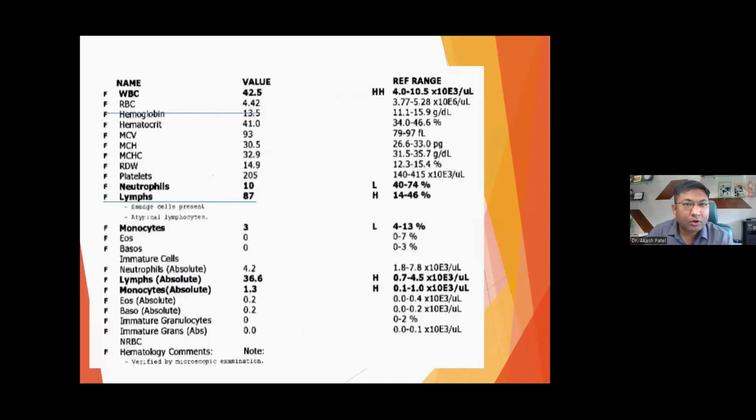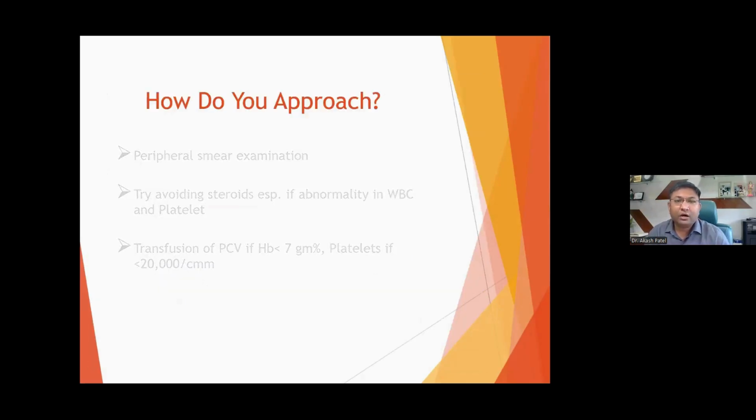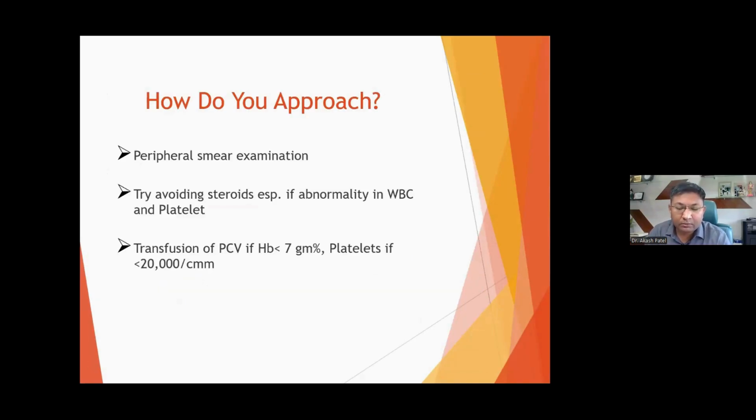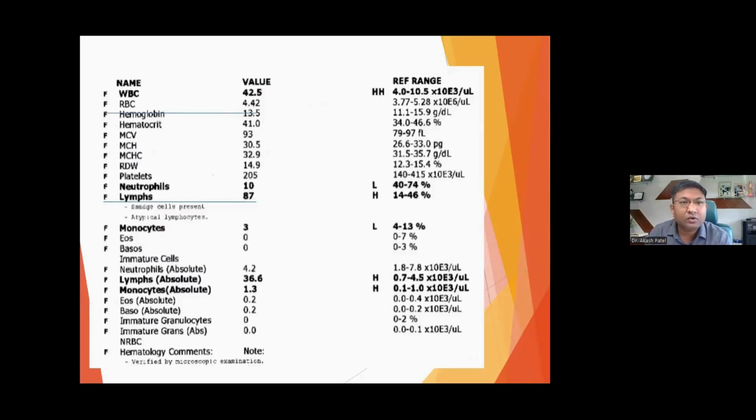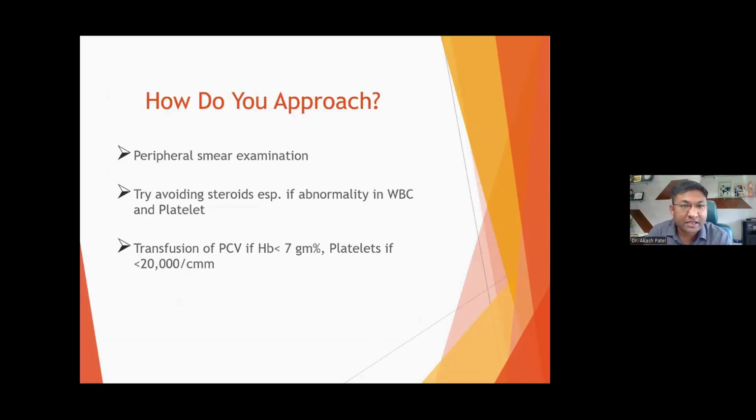Another CBC report in which hemoglobin is absolutely normal, 13.5, but the WBC count is 42,500, predominantly lymphocytes, 87%. So it can be leukemic involvement, like chronic lymphocytic leukemia. So these were some highlights about how to read the CBC.